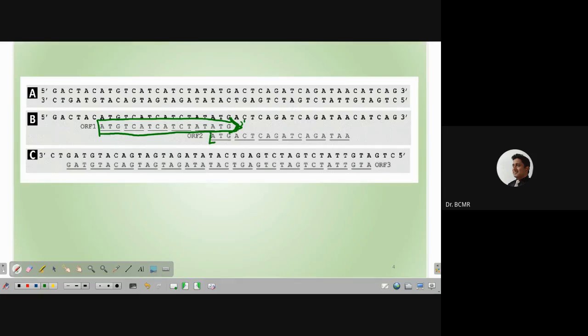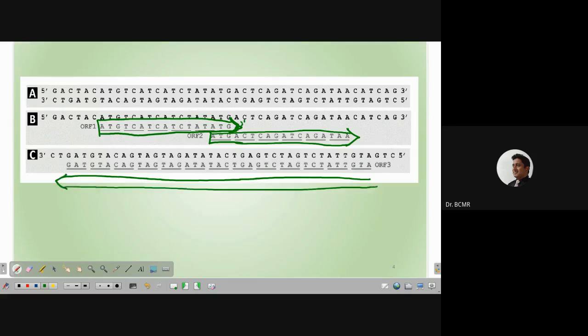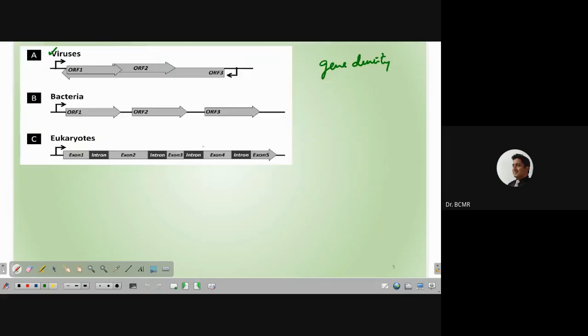You can also have another open reading frame, right? These are overlapped open reading frames. And for the bottom one, you should put it something like this. That's the direction of reading. Okay. So when we are representing, we do put something like this, ORF1, 2, and 3.